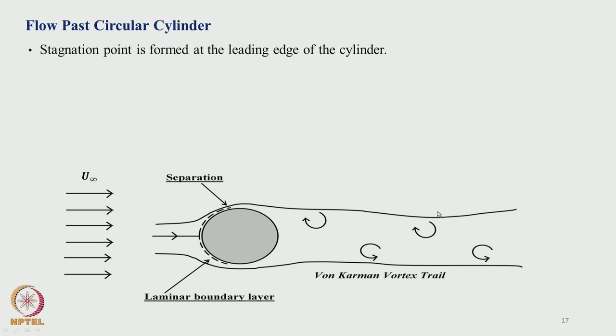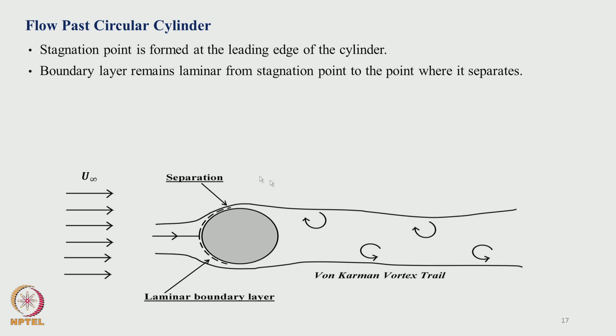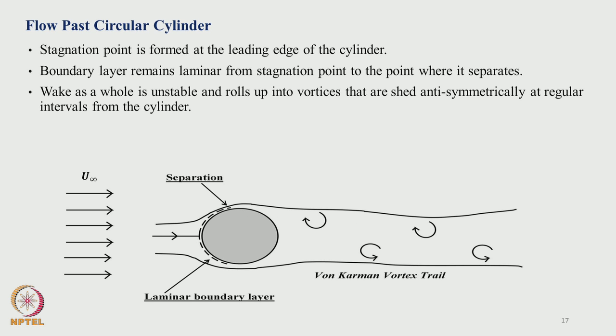Now, behind the geometry there is a famous, common vortex shedding, and you can have a situation where it is a laminar boundary layer, transition and turbulent boundary layer, or it can be a laminar boundary layer, laminar separation, laminar wake, or you can have a turbulent wake. Wake is nothing but the flow region behind the geometry. So, that is what is marked here, and it is unstable and there is shedding anti-symmetrically at regular intervals from the cylinder.